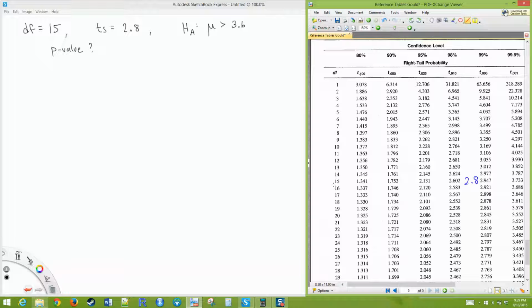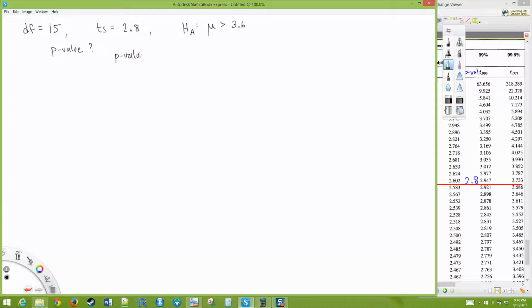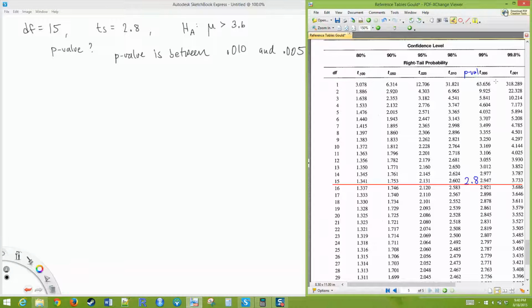Is that okay? I'm in the row for 15 degrees of freedom. Here, I'll write a horizontal line here. Okay? So in that row, 2.8 is in between these two values. And so that means my p-value is in between these two column headings. So I would say my p-value is between 0.010 and 0.005. Okay? Do I need to double the column headings? No, because my alternative has a greater than sign.